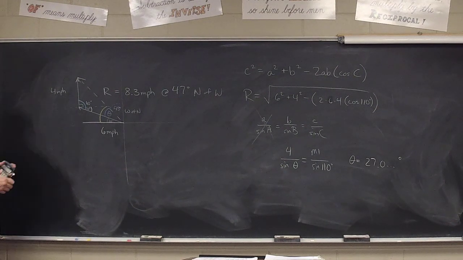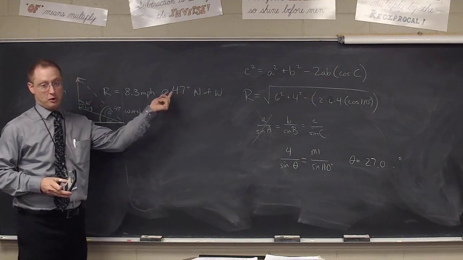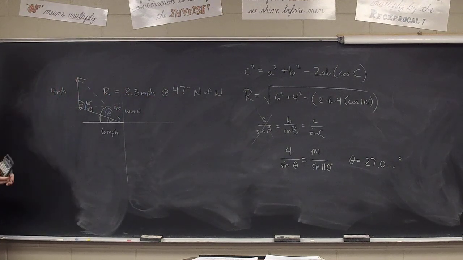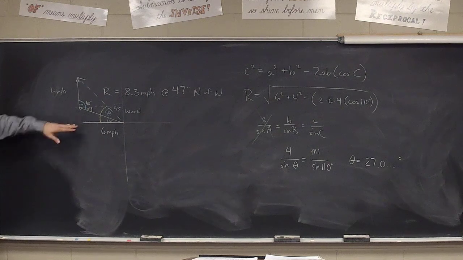Though, there are those who would argue you want the smallest acute angle possible, and 43 would be the smaller angle. Yeah. It was starting off with respect to west, so I would just stay with respect to west. All right. How many had that answer? 8.3 at 47 degrees north of west.